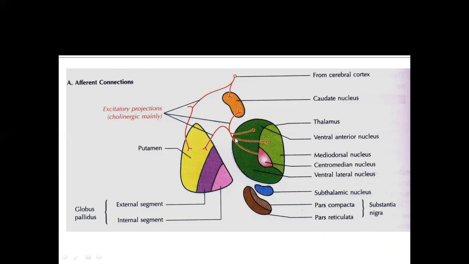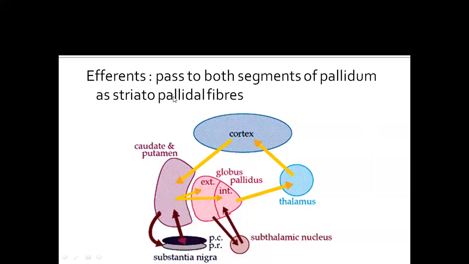You can see the thalamus, we have discussed its various nuclei in detail, and you can see the connections coming from the cerebral cortex and going to the caudate nucleus and putamen. Then we also find it going to the different nuclei of the thalamus. So these projections are chiefly excitatory projections. They have cholinergic fibers, releasing acetylcholine, afferent connections. Efferents pass to both segments of the pallidum as striatopallidal fibers.